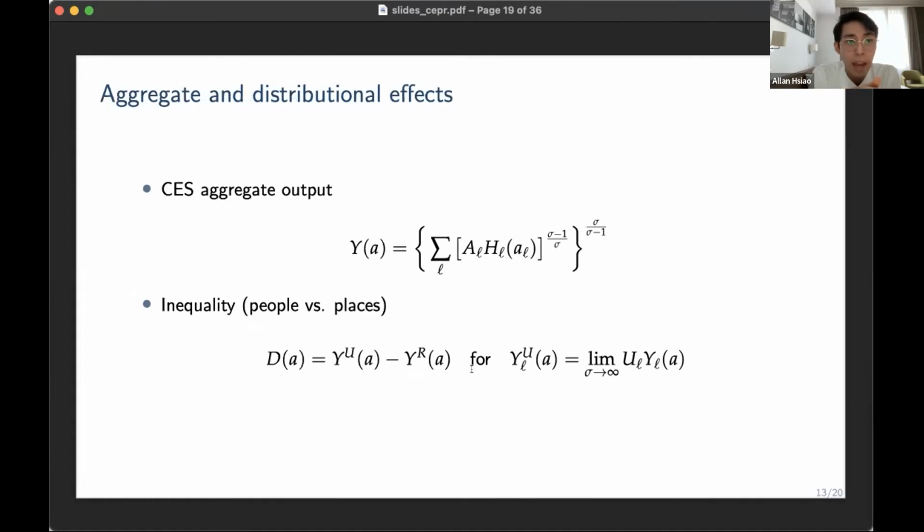And then we can think about aggregate and distributional effects. I have a CES aggregate output, and then I can define inequality as follows. I can think about the difference in output or wages effectively for people from urban areas relative to rural areas. I can also think about the discrepancy between aggregate output in urban places themselves today, net of migration, versus rural places themselves. So people versus places.